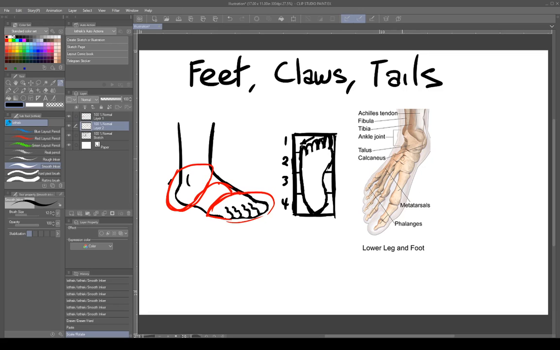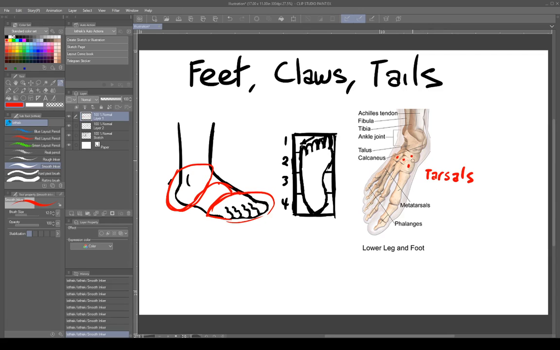tarsals. Yeah, so all of these bones right here. Let me go ahead and change colors so that you can see what I'm pointing to. So these unlabeled bones right here are the tarsals. And then they pointed out the metatarsals and the phalanges. So the phalanges being the small bits, so to speak. So all of these bits.